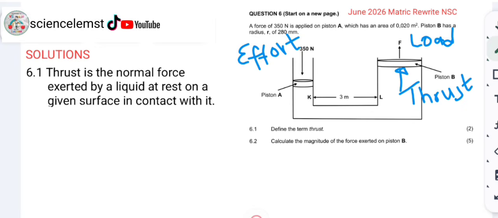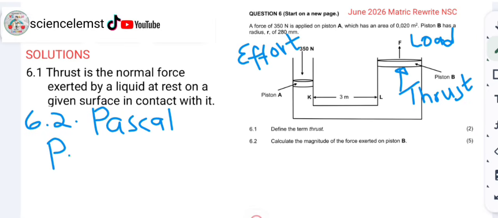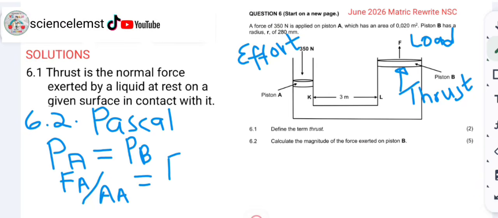With that said, it means this. For 6.2, I am applying Pascal's principle, and Pascal's principle is telling me that P at A is equal to P at B. That's the information I'm getting from the principle. And I know that pressure is calculated by force over area, meaning this side is going to also be force over area. That's me applying the principle that the hydraulic system is working on.